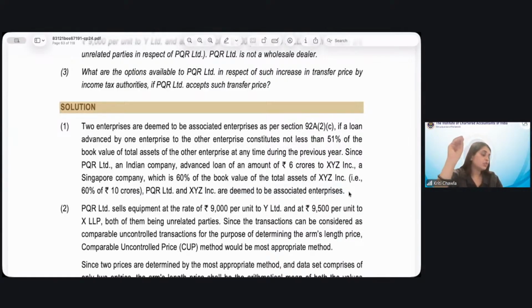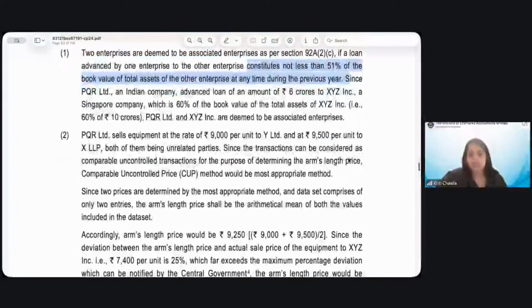Now, when it comes to an examination format, it's important for you to not just make the calculation, just say that 6 crores divided by 10 crores is 60%, which is more than 51%. It's important for you to state that this is the law that we are looking at. So now they are associated.